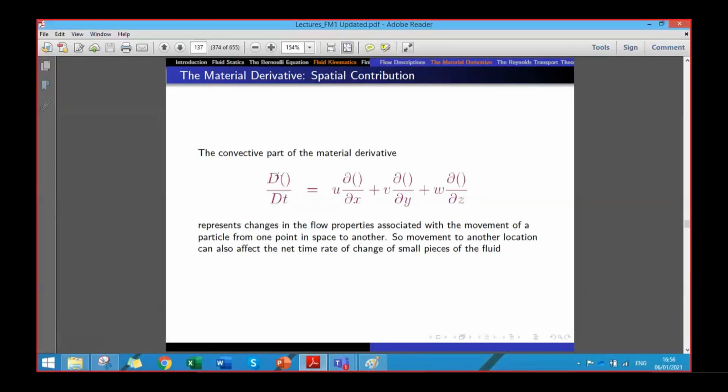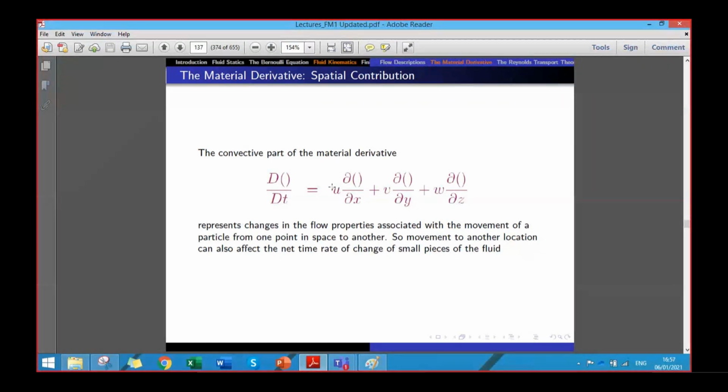So what does the convective part represent? It represents the change in flow properties associated with the movement of a particle from one point to another point in space. Clear? So how quickly, what is the location, how the location is changing, and how quickly the location is changing. The velocity component is explaining how quickly that location is changing. Is it clear?